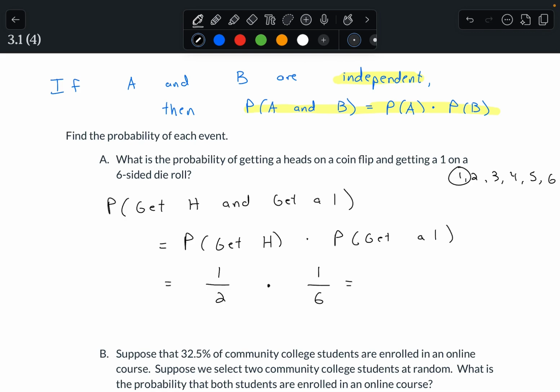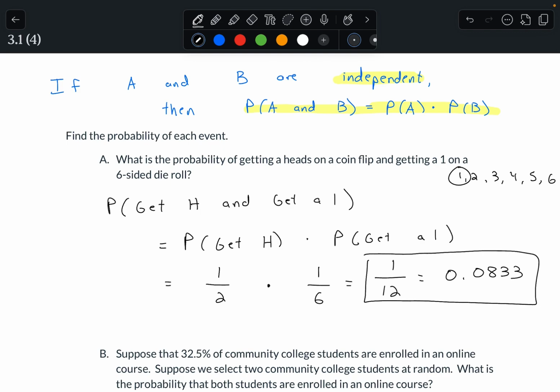If you want to multiply the fractions, you can just multiply straight across. 1 times 1 is 1, and in my denominator, 2 times 6 gives me 12. So it's 1 over 12. You could also get the decimal versions of these fractions and then multiply those out. But in this case, 1 over 12, if I wanted to round that and give the decimal version, is 0.0833. Either one works, depending on what the problem is asking for. We just need to make sure that the two events are independent, and then we can multiply the probabilities separately.